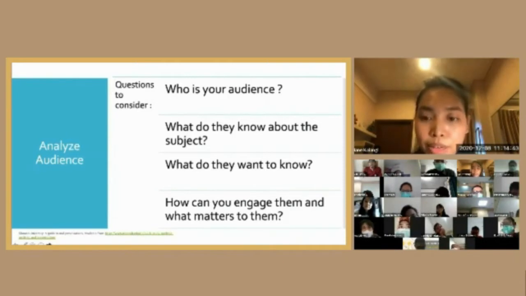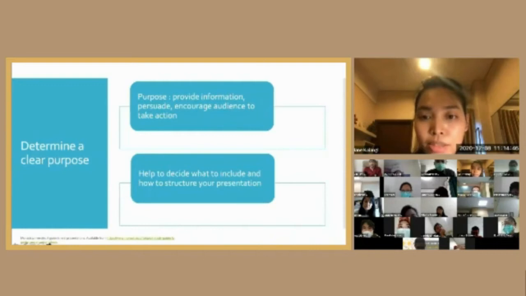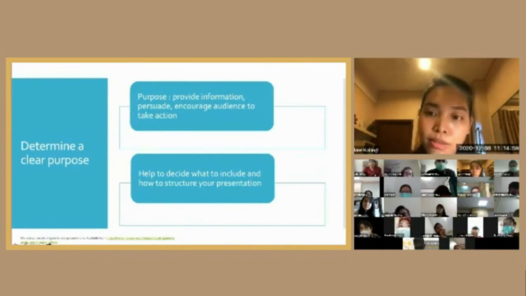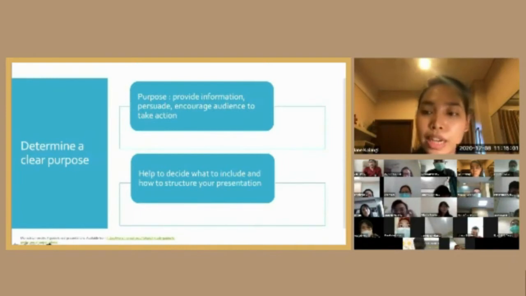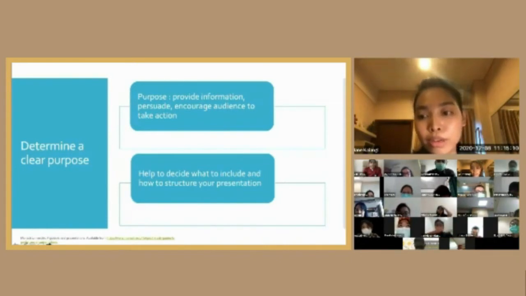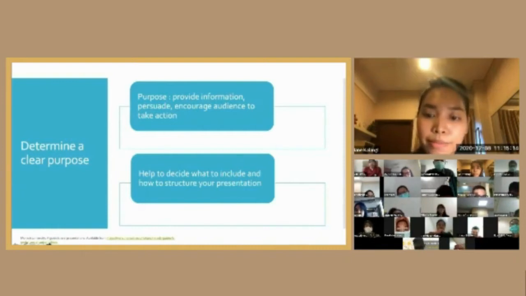So the second point when we want to plan our presentation is to have a clear purpose or goal. Is the purpose of your presentation to provide information? Is it to persuade your audiences to accept your point of view, or is it to encourage them to take actions? By having this clear purpose and goal, it will help you to decide what to include and also what not to include in your presentation, and will help you to structure your presentation better.